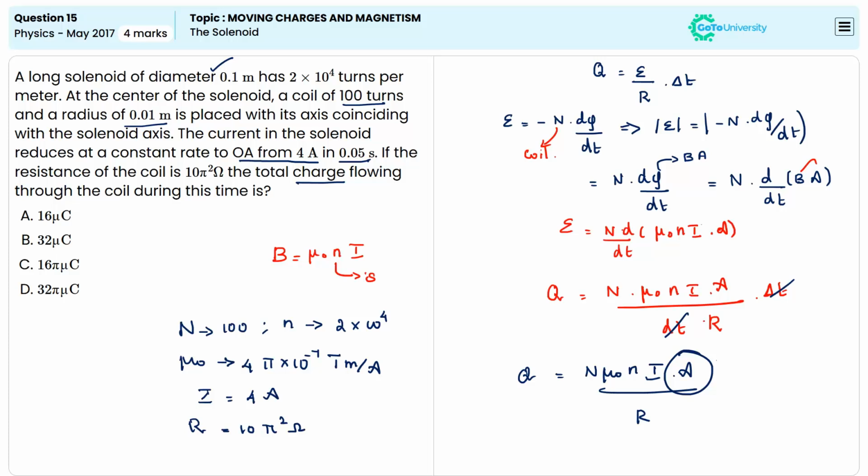The material has a diameter of 0.1. So we can calculate the area pi r square, which will be equal to pi times 0.01 the whole square, because here there is a detail about the diameter. When we divide this by 2, it will be equal to 0.01. This is our radius. So now we have the values of area, N, mu naught, I and R. When we apply everything and simplify, we get the answer of 32 pi microjoule. So the correct answer here is option D.